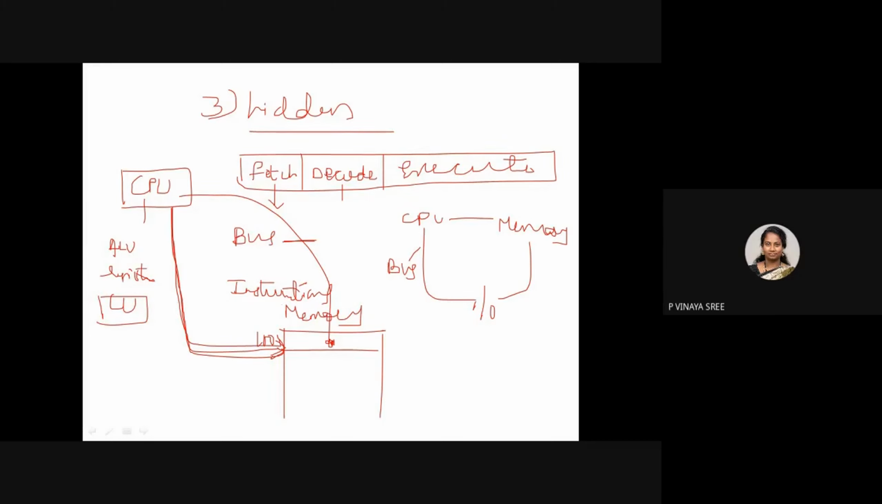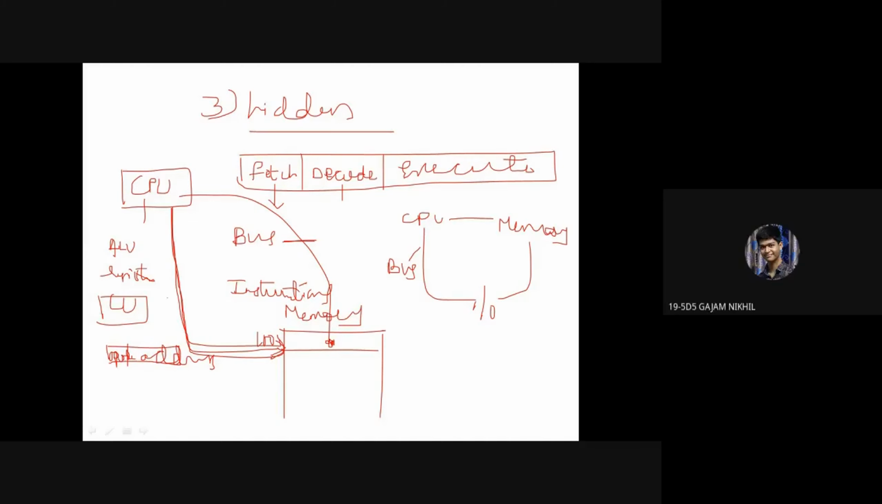Decoding, anyhow. After fetching, the instruction will be available with the processor. Then the control unit will be decoding. After decoding, we'll have an instruction format. We studied that we'll have an opcode and an address. If this address is an indirect address, what happens? Will you go for execution?